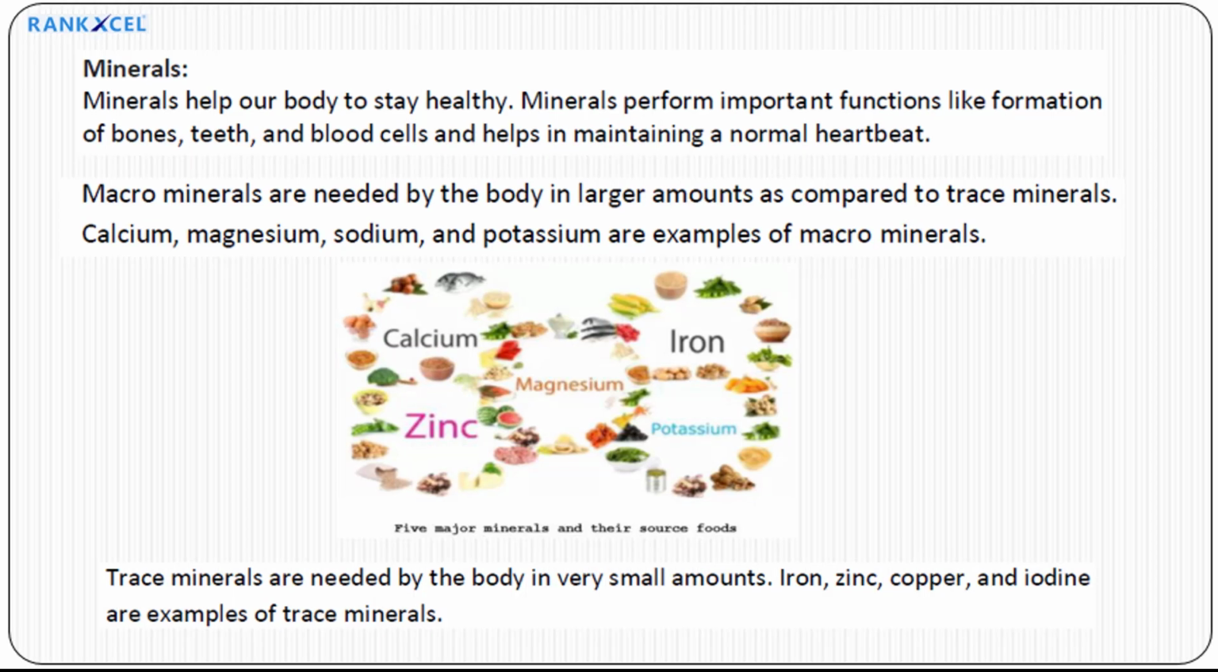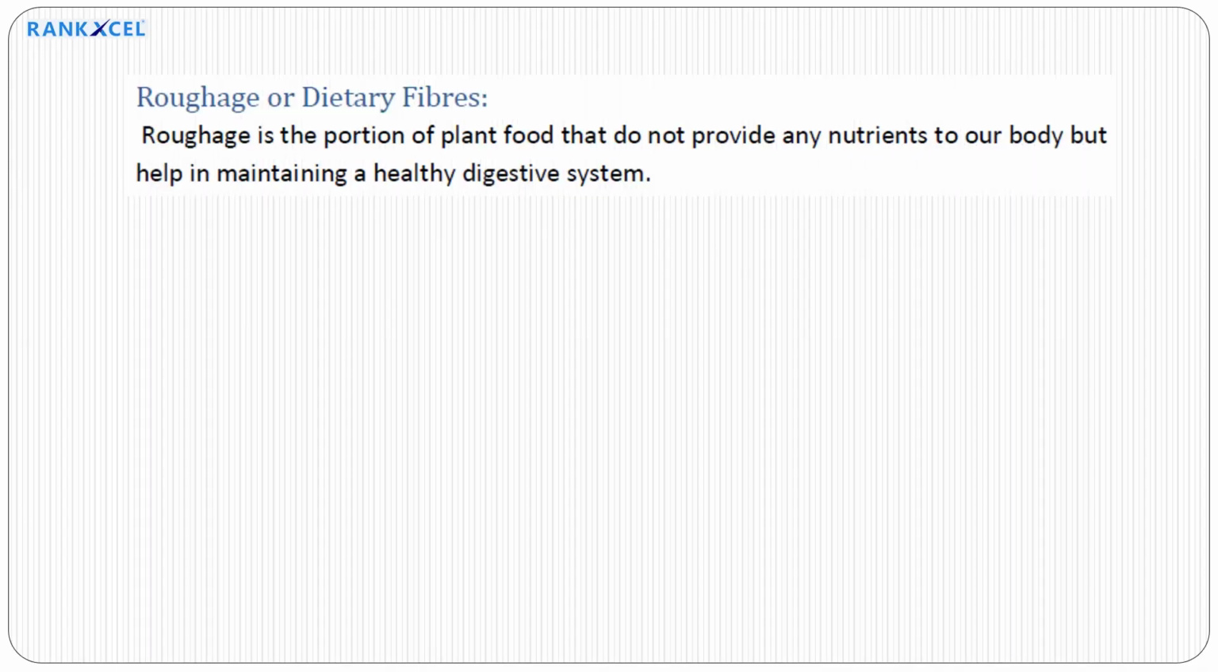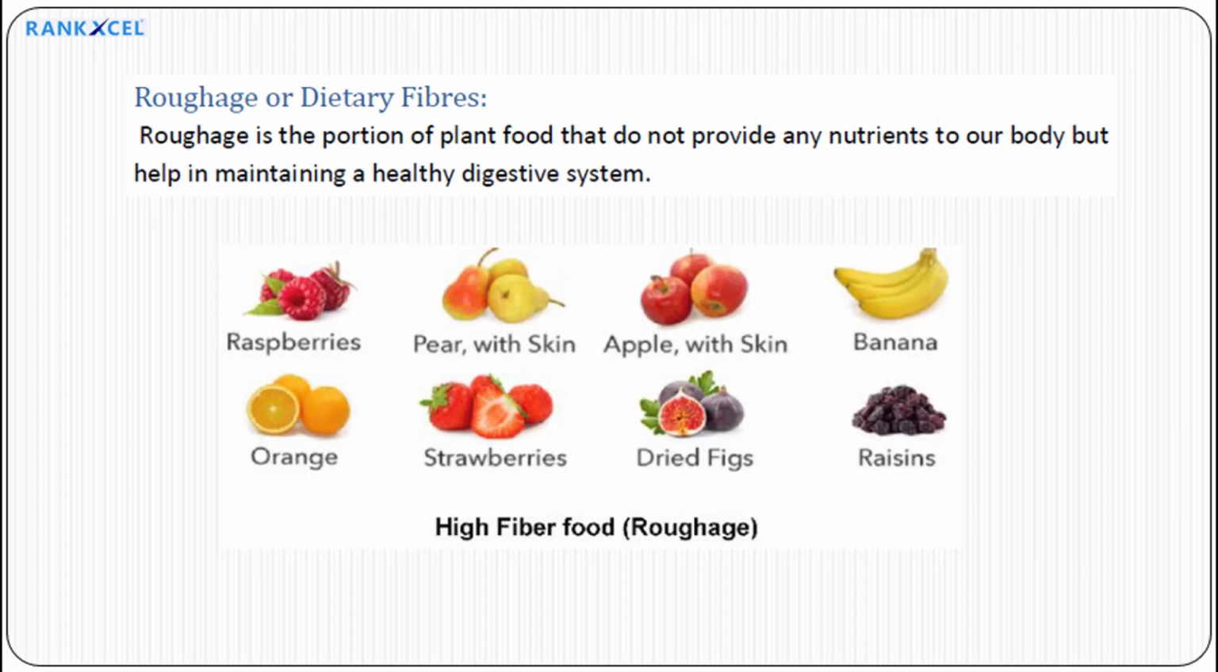Trace minerals are needed by the body in very small amounts. Iron, zinc, copper, and iodine are examples of trace minerals. Roughage or dietary fibers. Roughage is the portion of plant food that does not provide any nutrients to our body but helps in maintaining a healthy digestive system.